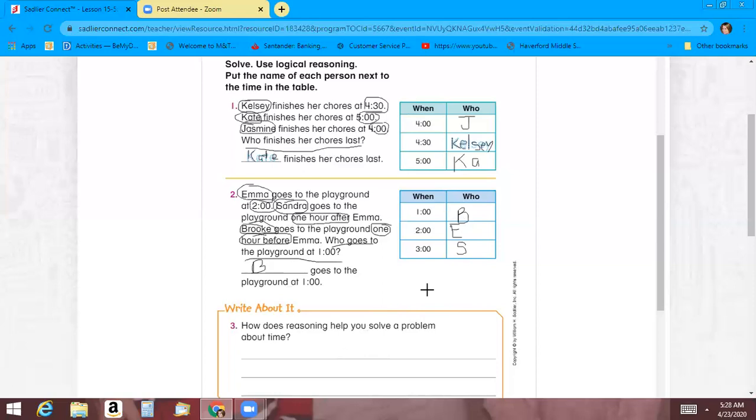So our question we can talk about: how does reasoning help you solve a problem about time? Well, you can use reasoning, which is kind of figuring out what's happening in a math story, to make a list and put the facts in order. So what we're doing is we're making a chart. By using that chart of a when and a who, we can figure out the answer to our question. So that's why that reasoning is helping us. This is what they're talking about when it says at the top of our page, use logical reasoning. It just means we're going to make a list of who, we're going to make a list of when, so that we can figure out the answer to our question.